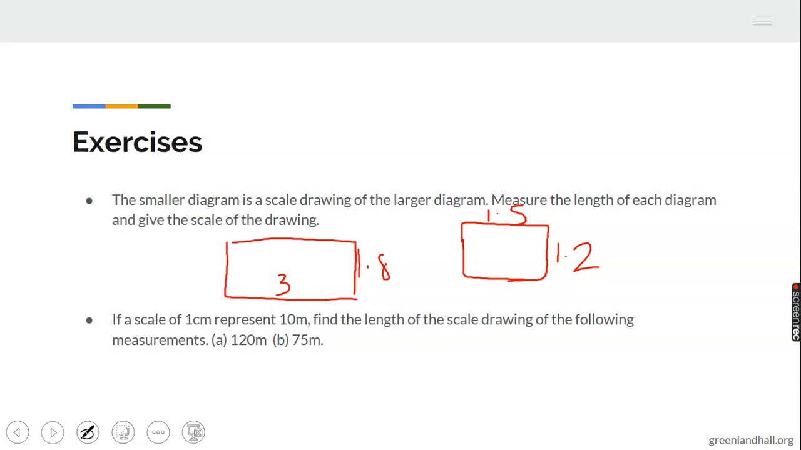Then you do the other one. Give the scale of the drawing means which scale are you going to use. Don't forget the formula that we use to find scale. The length of the actual over the length of the what? Corresponding. So that is what you will use to get the scale. Then the other one, if a scale of 1 centimeter represents 10 meters, find the length of the following: 120 meters, 75 meters.